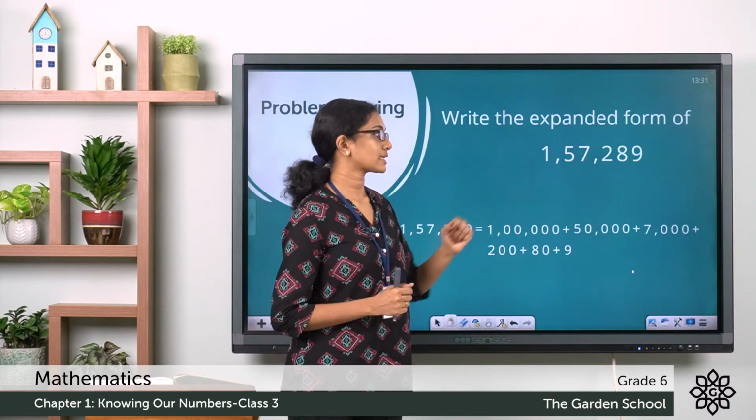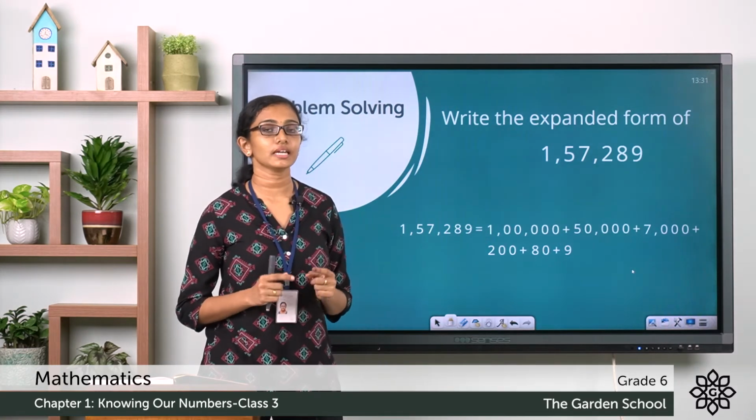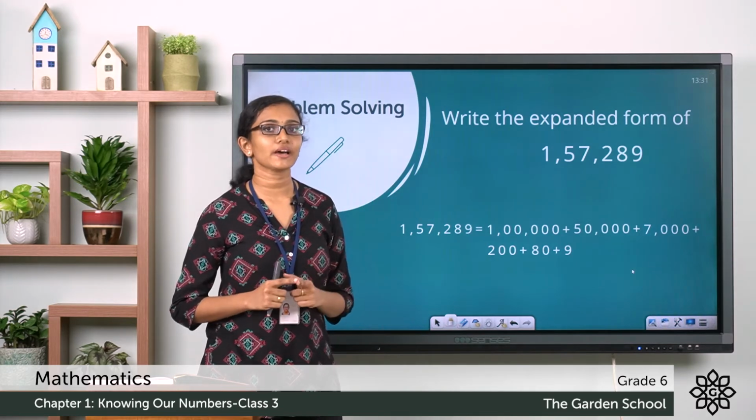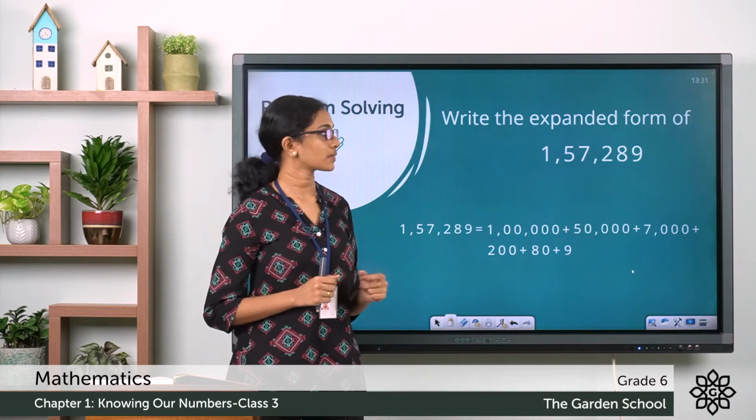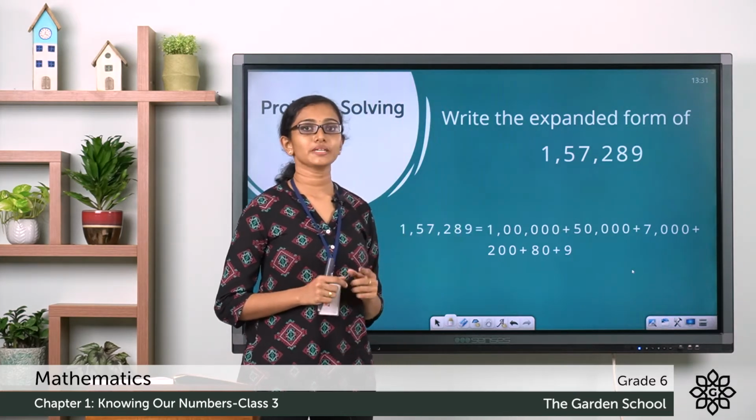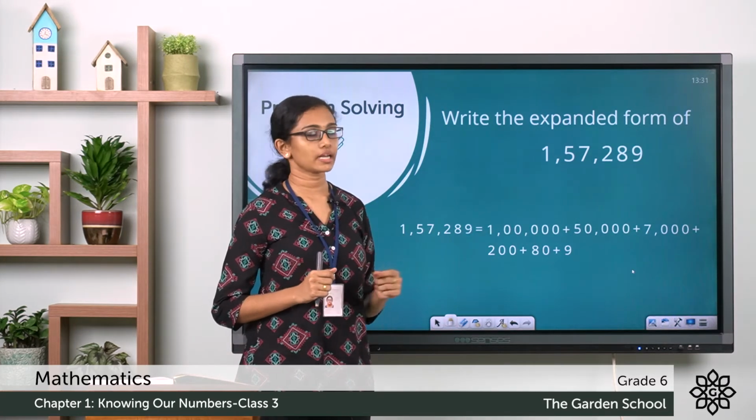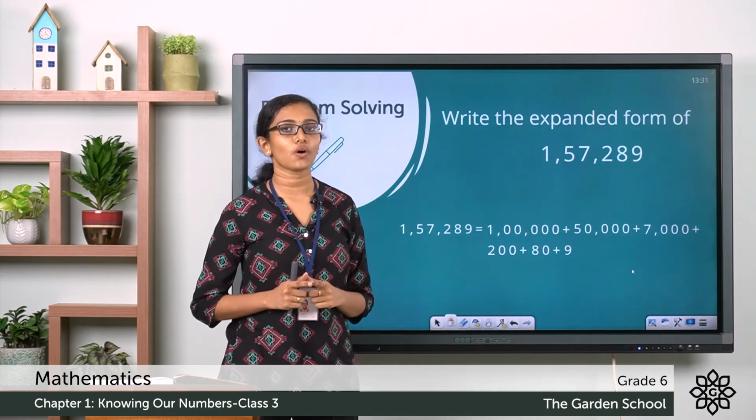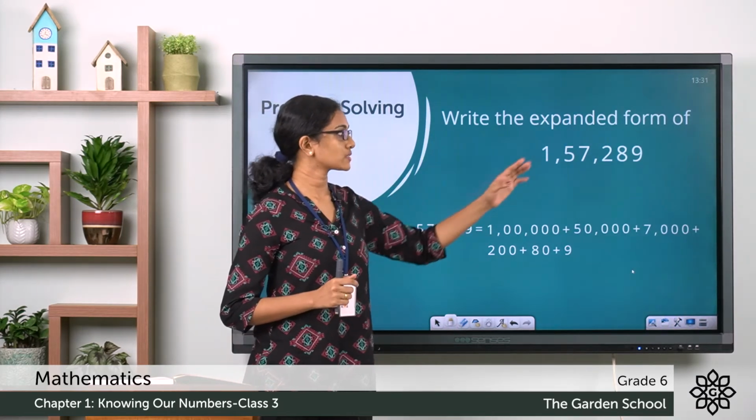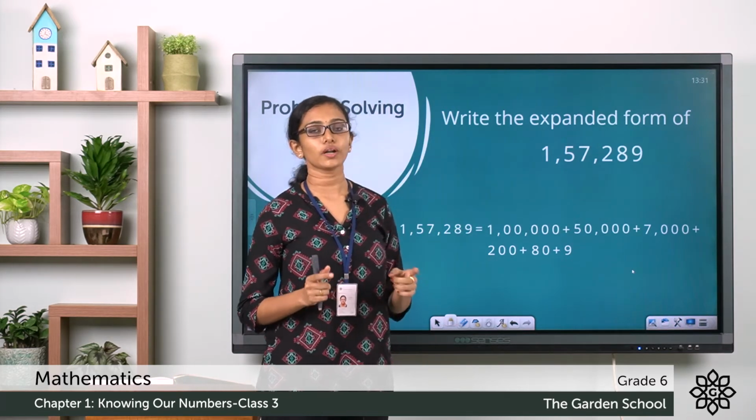Now the next digit 7. 7 is in the thousands place. So its place value will be 7 thousands or 7,000. Now the place value of 2 will be 200s or 200, and the place value of 8 is equal to 8 tens or 80, and the place value of 9 is 9 ones or 9.